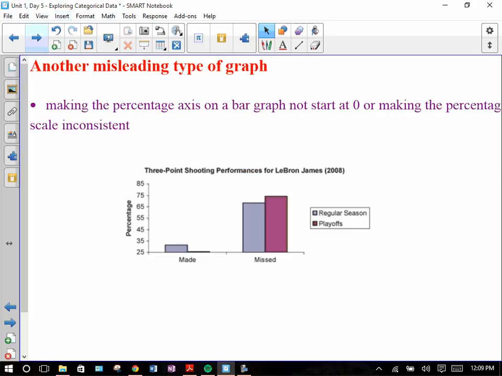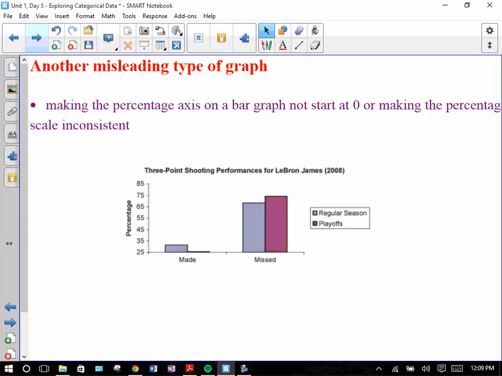So, another type of graph. Now, this is a very important one. Because in the other class, we could have docked some points on this, but we didn't because we were being nice. Making the percentage axis, the y-axis, on a bar graph not start at 0, or making the percentage scale inconsistent. Notice, this scale starts at 25 instead of 0. All right? These are the percentages of LeBron James' shooting percentage.